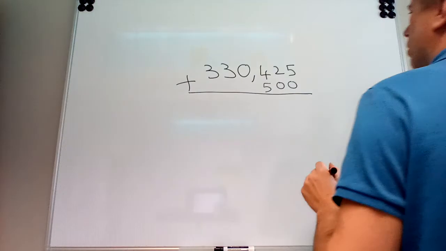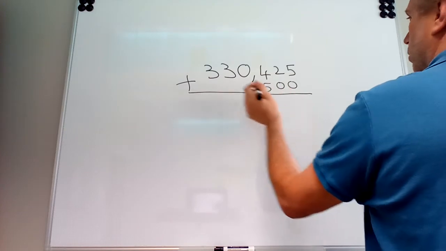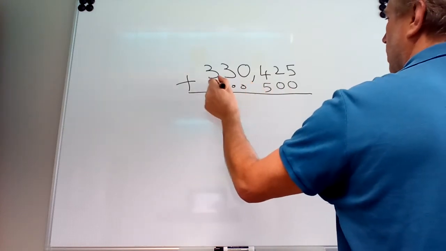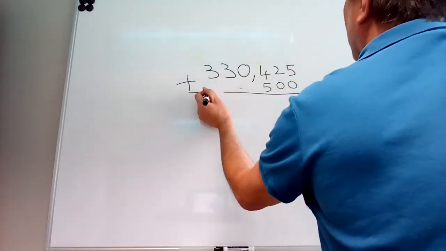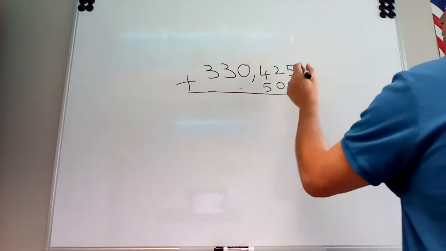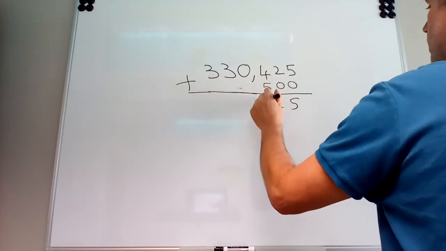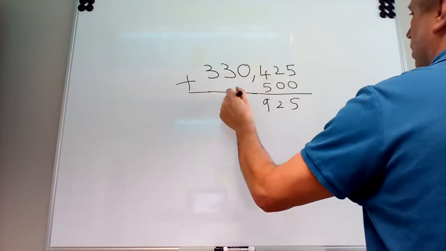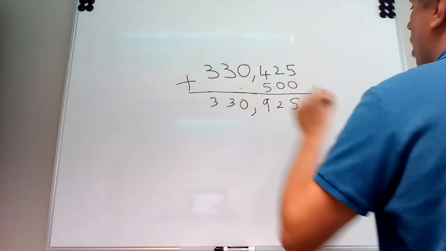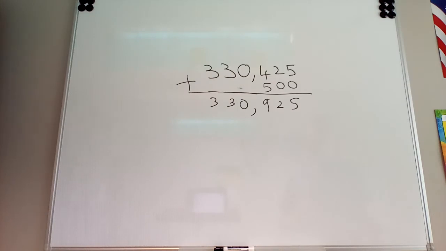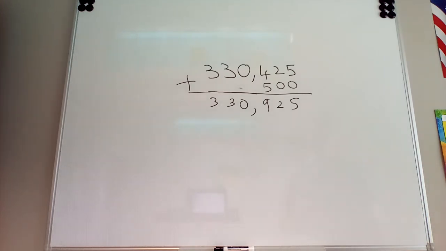When you add these together, these would all be understood to be zeros underneath here. 500 is your number. You could put zeros there, but they really mean nothing, and it would just be confusing. Then we just add: 5 plus 0 is 5, 2 plus 0 is 2, 4 plus 5 is 9, and then the rest plus 0, 0 plus 0 is 0, just bring those down. Then put your comma in the right place so it's easier to read that number: 330,925.